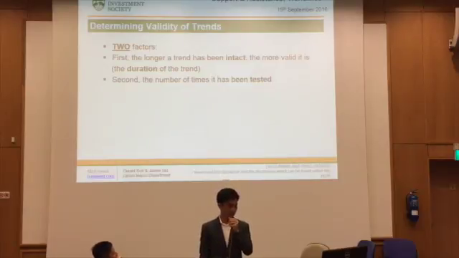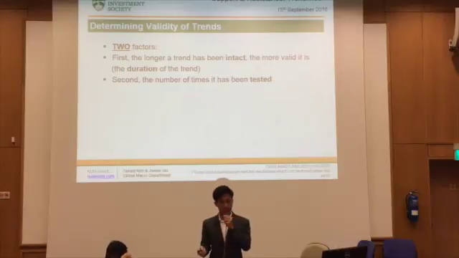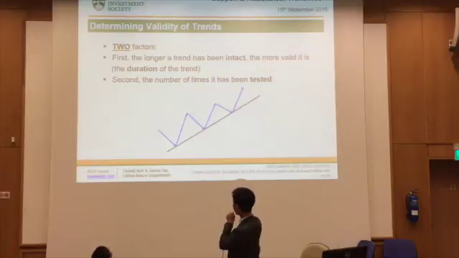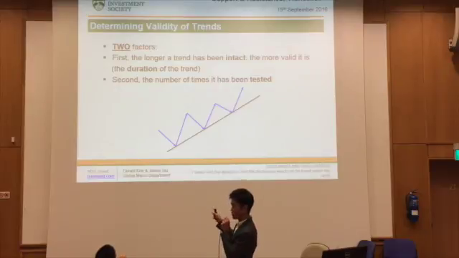Then the second thing is how many times it has been tested. Every time the price movement bounces off the trend line, it's like a test. So the more times it's been tested, the more valid the trend line is. For example, as you see here, the trend line has been tested 3 times. If the price movement were to go up and down a few more times, then that trend would be more valid.